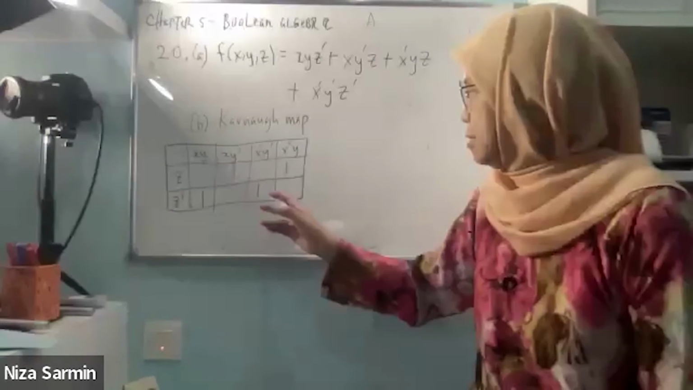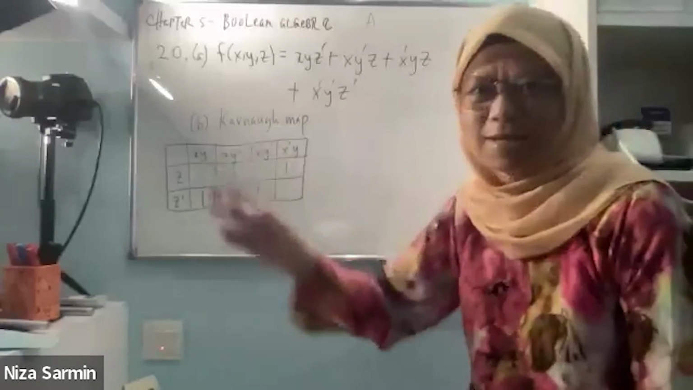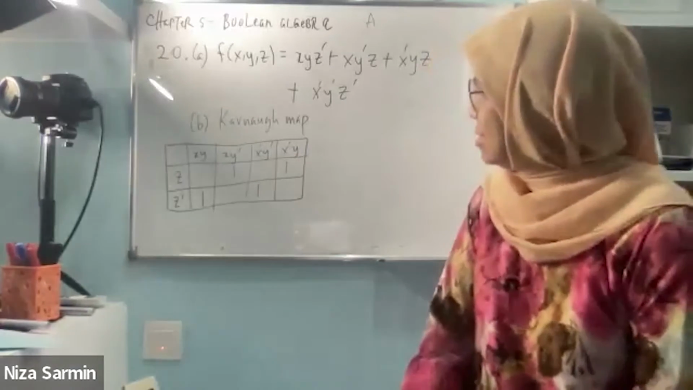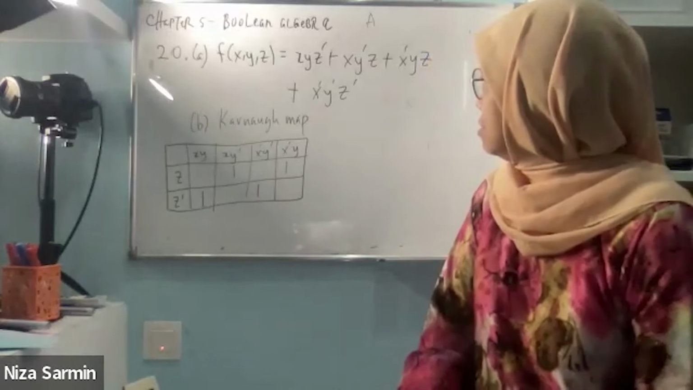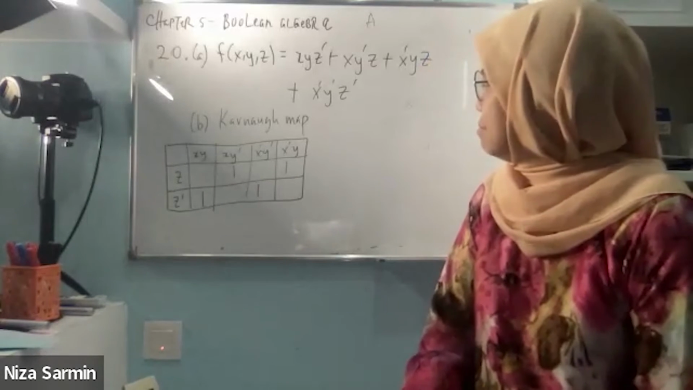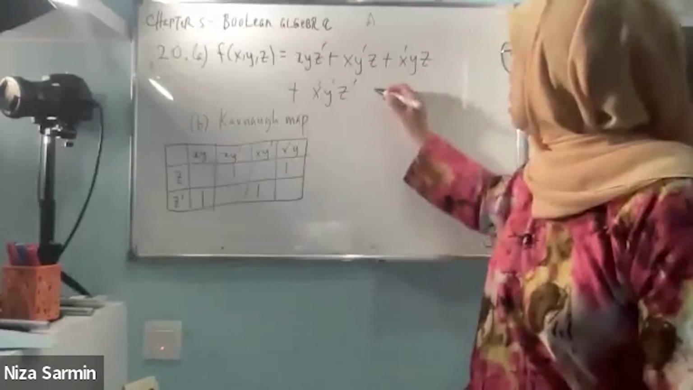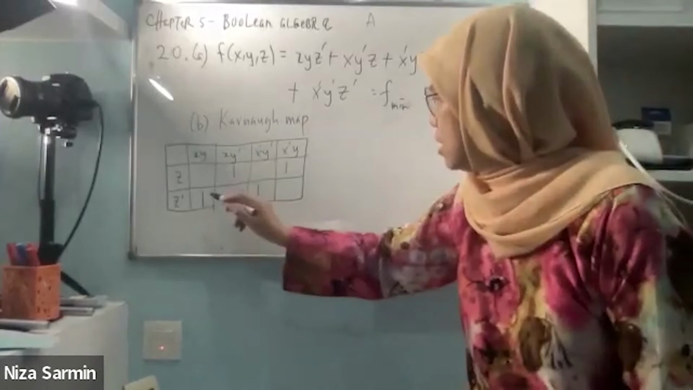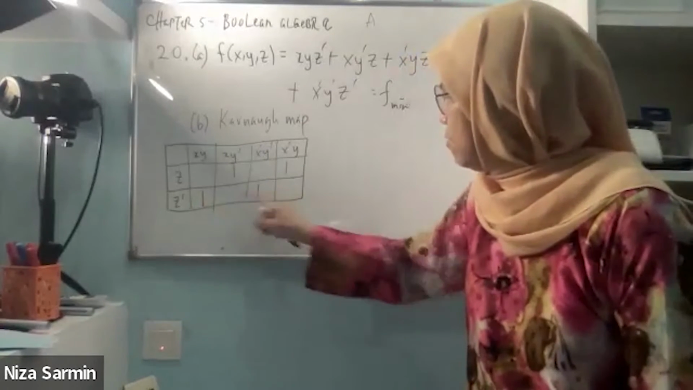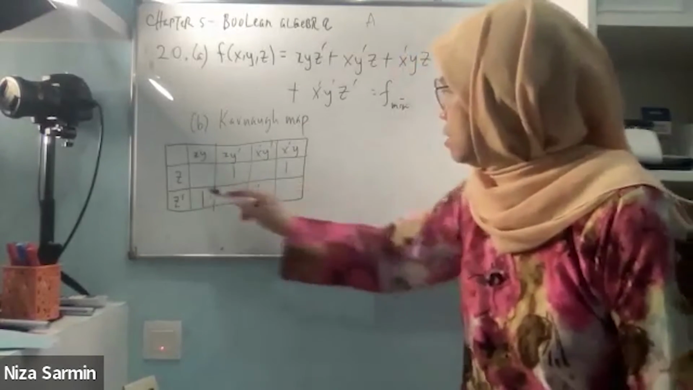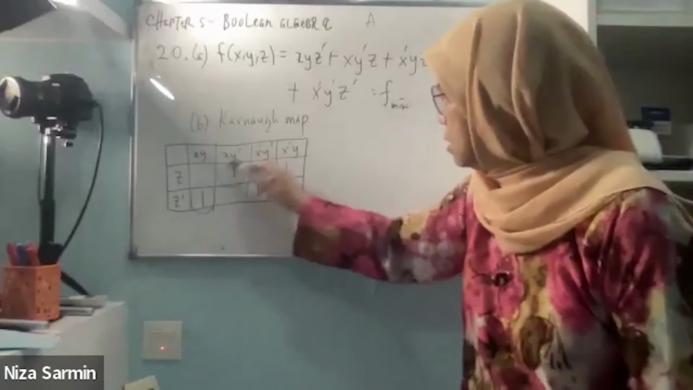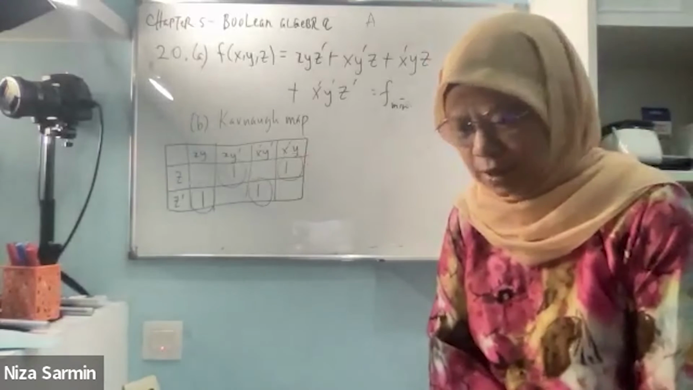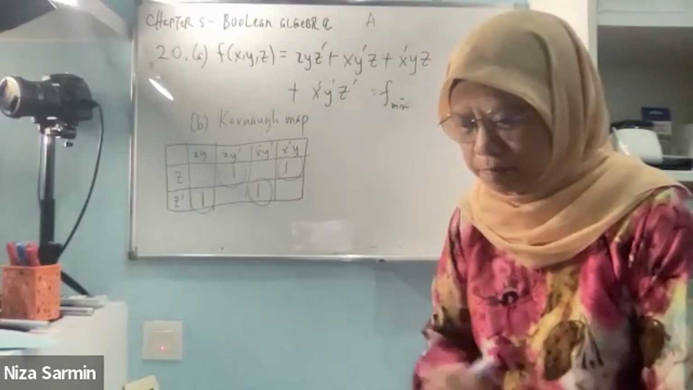According to this, you cannot do any circle, right? So in the end, this is the F min for this one. Because when you circle, don't forget this and this can be circled if they are together, but they are not. So it is just this one, just this one. Okay, so nothing that you can simplify from here.